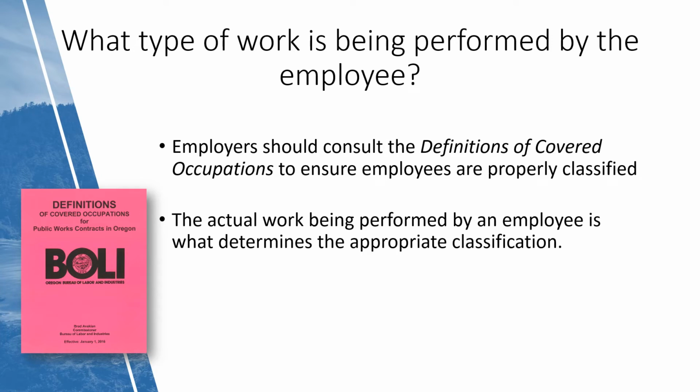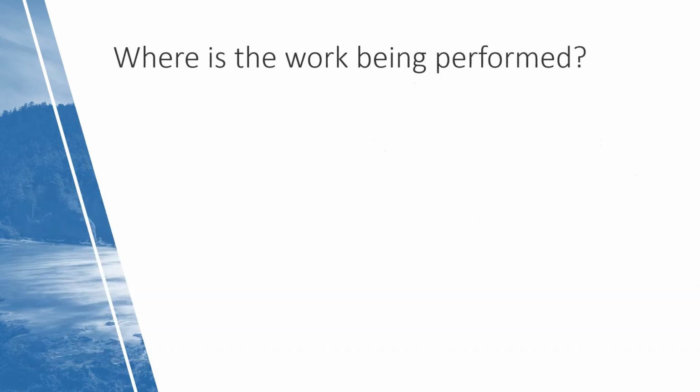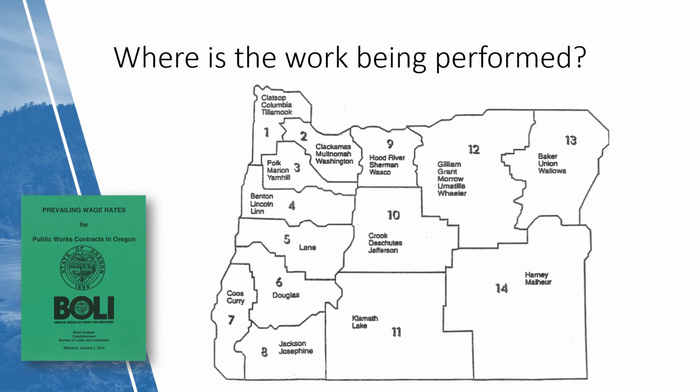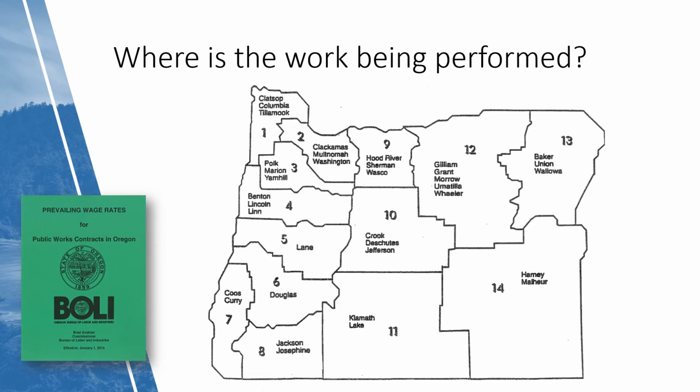Once you know what classification you need to look up, it's time to turn back to the rate book that applies to your project and find the correct rates. Inside each rate book is an Oregon map that shows the different prevailing wage rate regions, divided along county lines and numbered 1 through 14.